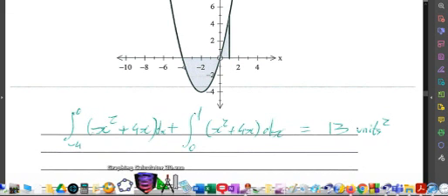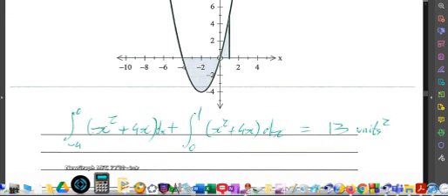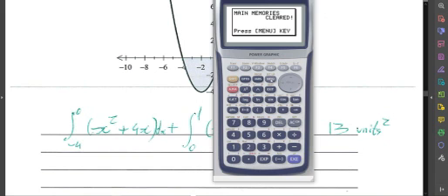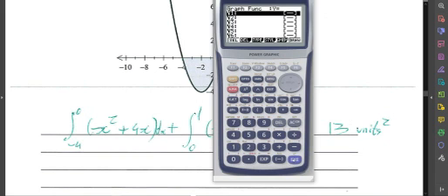We go into graph mode, x squared plus 4x.